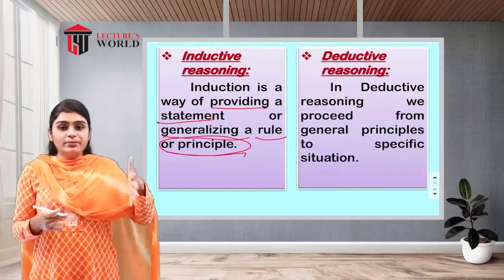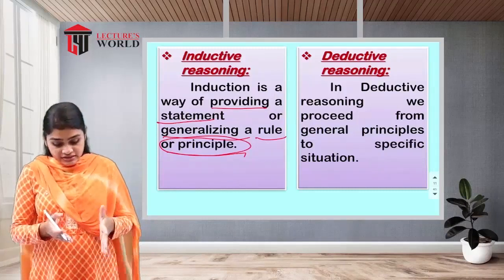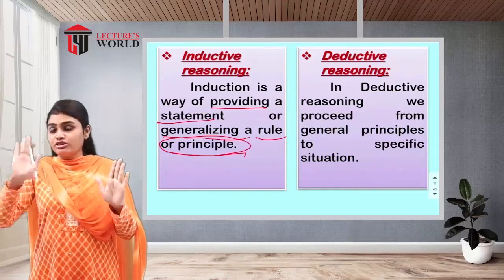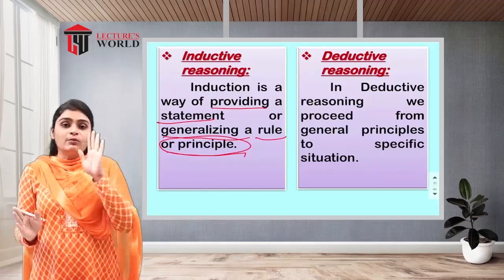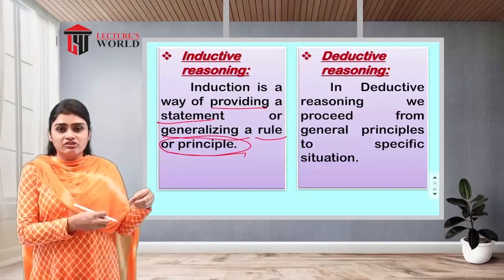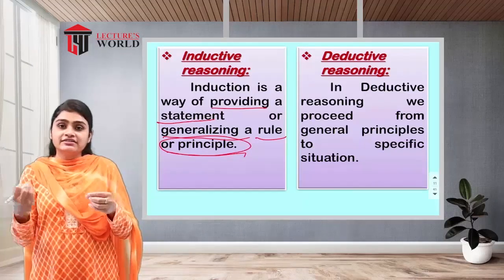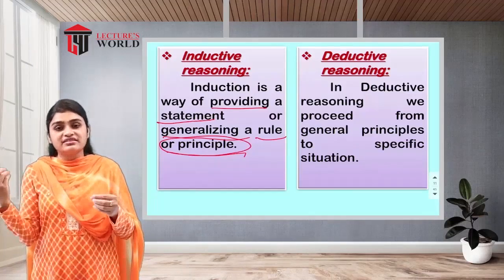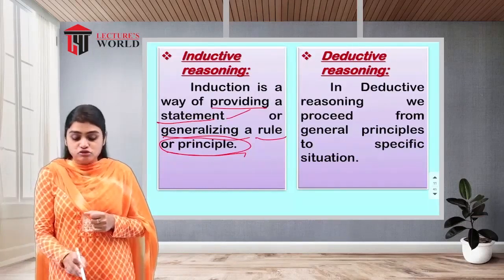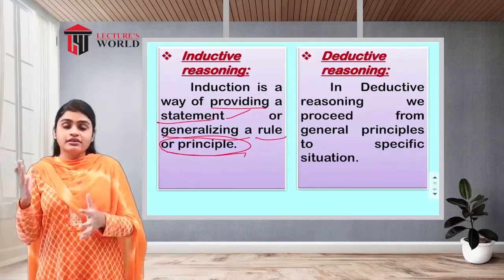So from the specific we are coming to the general. Generalizing a rule or a principle means that from specific things we are coming to generalize the things. For example, one principle fits one situation, and it is going to be suitable in all other situations which are the same or similar in characteristics. So from a specific statement we are coming to generalizing a rule or a principle.